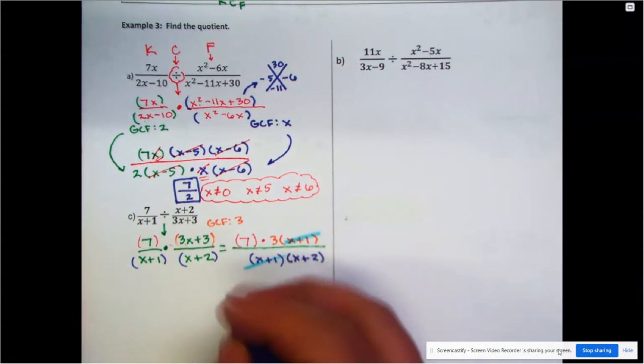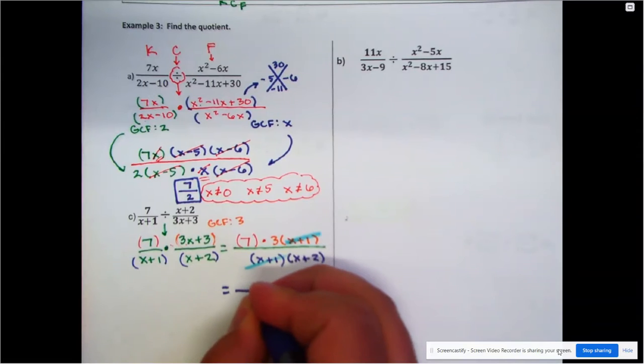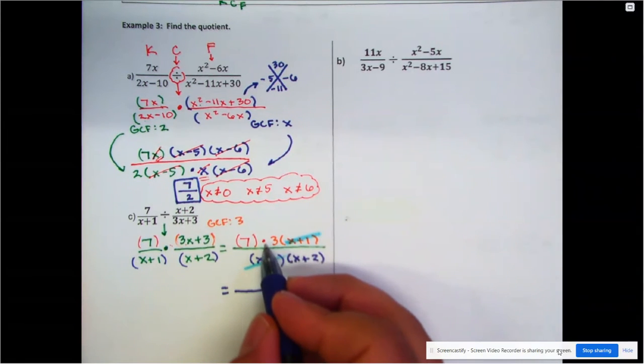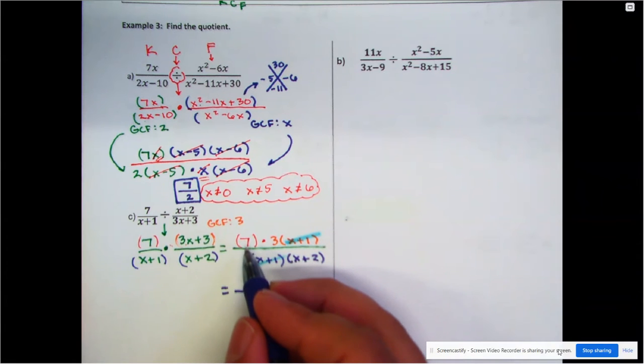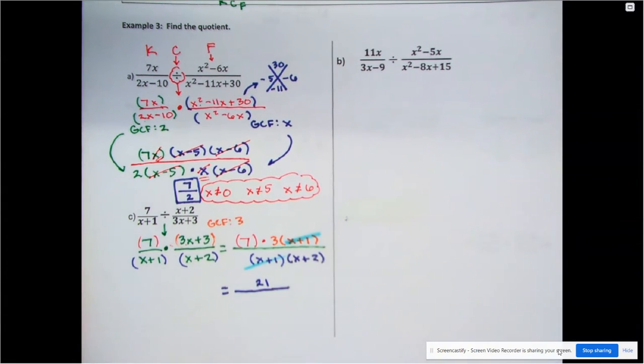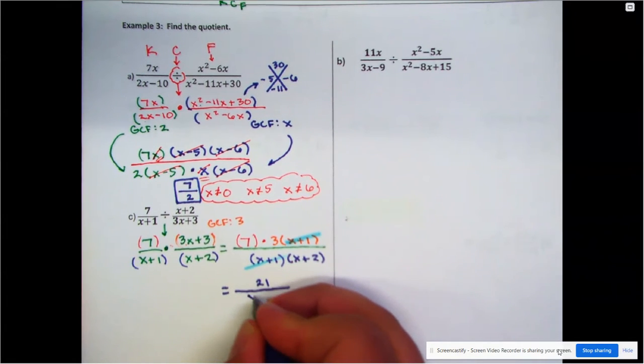Leaving me with, now be careful here, look at the top. You might say, oh, a 7 and a 3. Yeah, but it says times. Remember, everything was multiplying. So this is actually 7 times 3. So then I have a 21 on top. And the only thing left at the bottom that wasn't crossed out is the x plus 2.